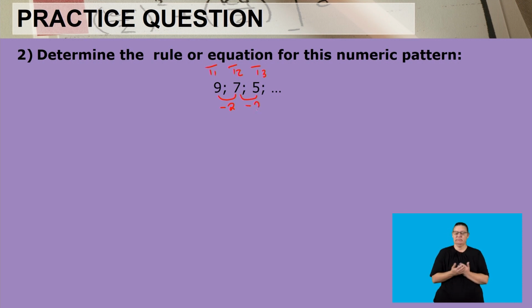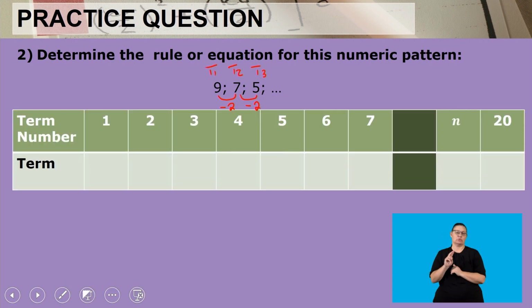Now, how are we moving from the first term to the second term? Well, we are subtracting 2. So this means that this is a constant difference, because as we can see, even from term 2 to term 3, we are subtracting a 2. So what is this rule going to be? Well, let's use our table to help us find this rule, or let's fill out partly some of the table, and then we will continue and find that rule.